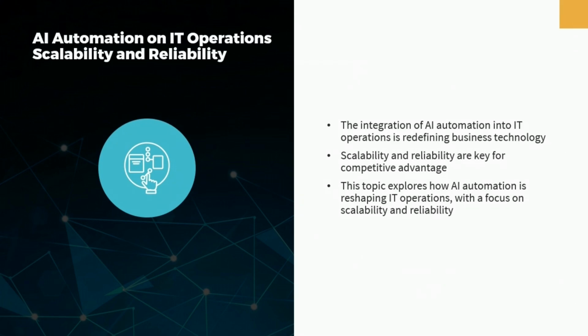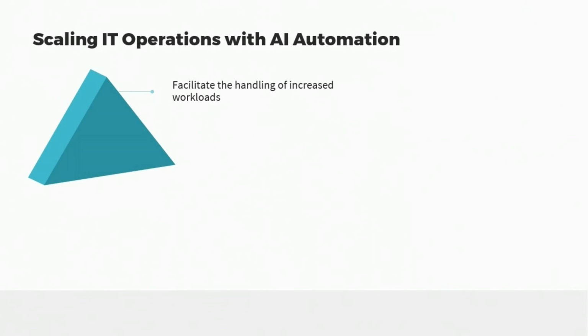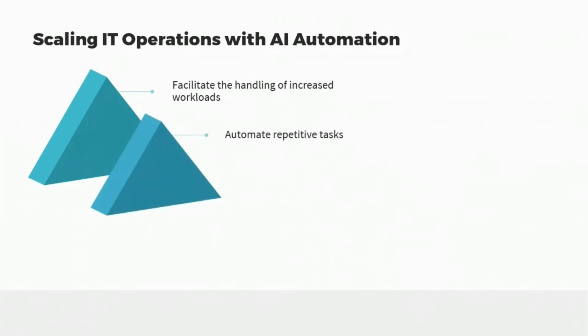And scalability and reliability serve as the cornerstone of IT operations, providing the bedrock upon which organizations can build their competitive edge amidst an increasingly dynamic marketplace. Now, AI automation empowers IT operations to seamlessly manage surges in workload volume, ensuring that organizations can adapt quickly to changing demands without sacrificing performance or efficiency. In fact, by automating routine and mundane tasks, AI driven systems free up valuable human resources to focus on more strategic initiatives, driving innovation and growth within the organization.